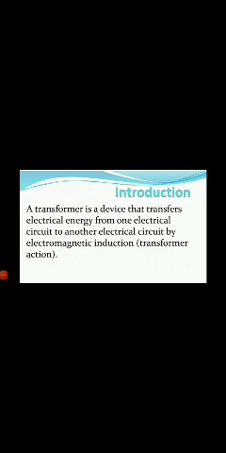So today we will discuss the transformer. What is a transformer? Basically, the transformer is a static device which transfers electrical energy from one circuit to another circuit without any change in frequency. Static here means there is no moving or rotating part in a transformer, so the transformer is called a static device. In a transformer the frequency remains the same, but we can change the level of voltage.